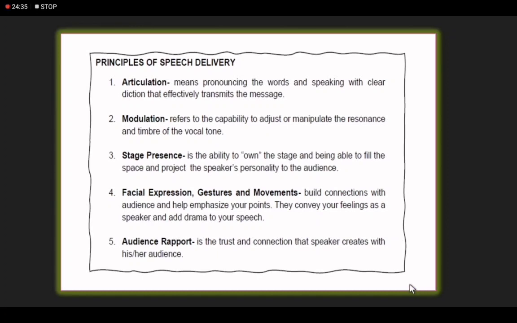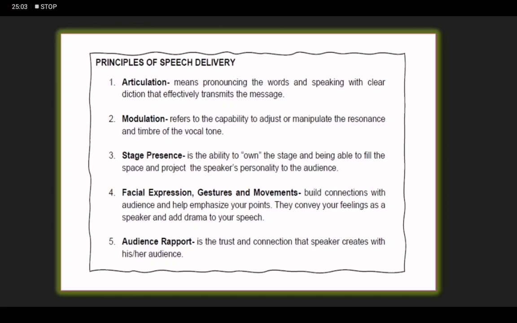Number 3, principle of speech delivery, stage presence. This is your ability to own the stage and being able to fill the space and project the speaker's personality to the audience. Number 4, facial expression, gestures and movements. You build connections with audience and help emphasize your points. They convey your feelings as a speaker and add drama to your speech.